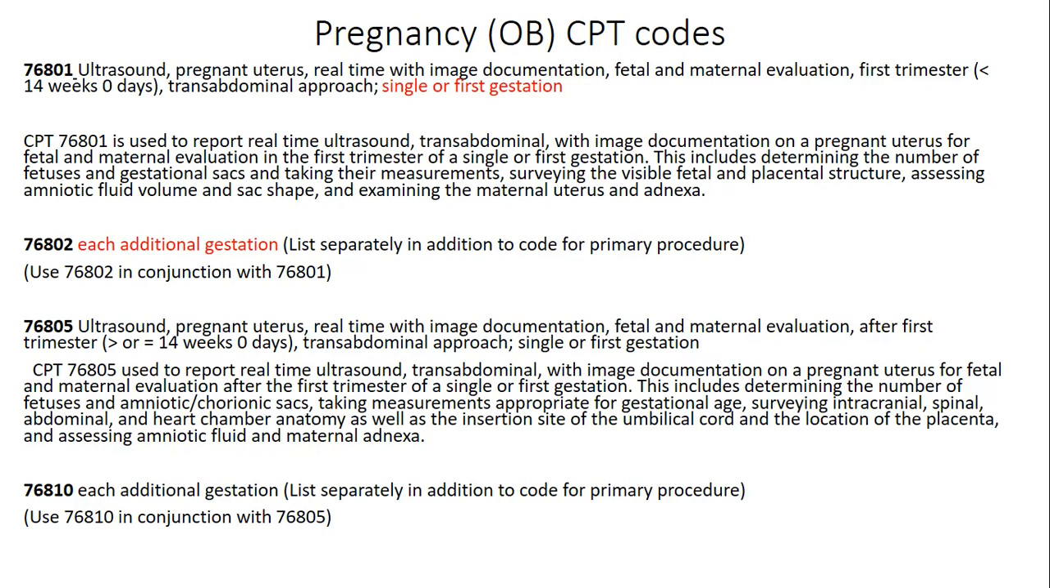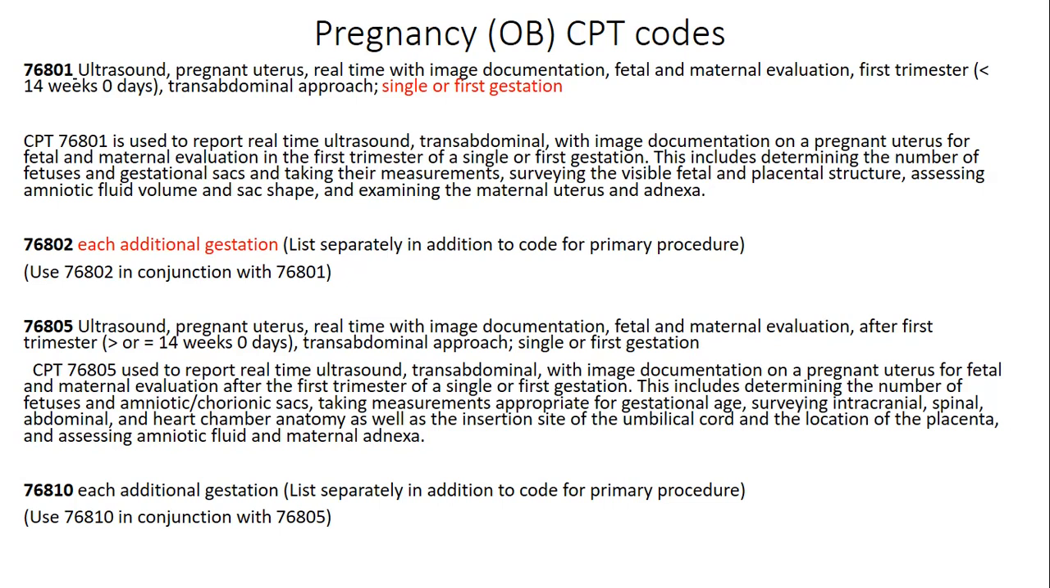Now 76805 again is a real-time ultrasound of the pregnant uterus with image documentation for fetal and maternal evaluation, but it is done after the first trimester, that is in the second or third trimester. So here, obviously, since this is done in the second and third trimester, the baby's growth will be more, and you can see elements like the growth of the baby and many other things.